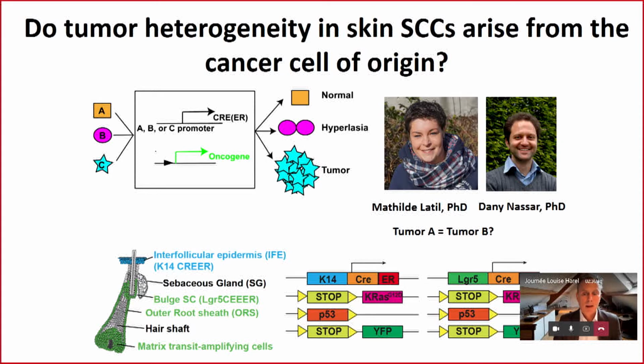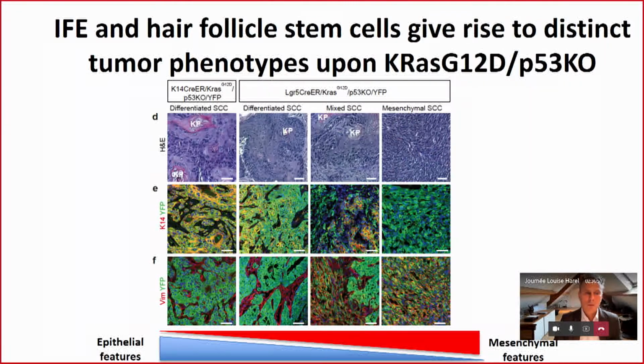And what we found is that the interfollicular epidermal cells give rise to what we call a well-differentiated squamous cell carcinoma. So it's a tumor in which all tumor cells express epithelial markers such as K14 in red, and none of the cells express vimentin, the mesenchymal marker that Thomas talked to you about before. And as you see, you also have the presence of keratin pearls, this squamous material.